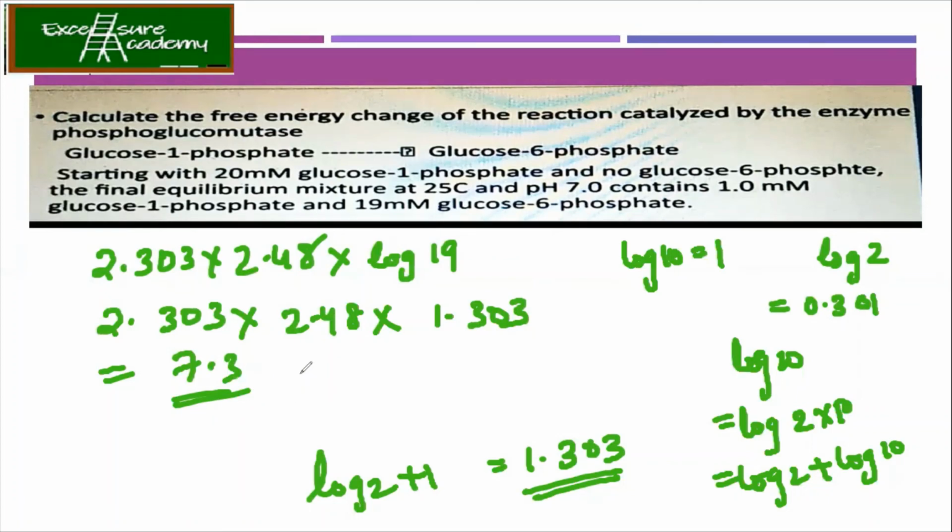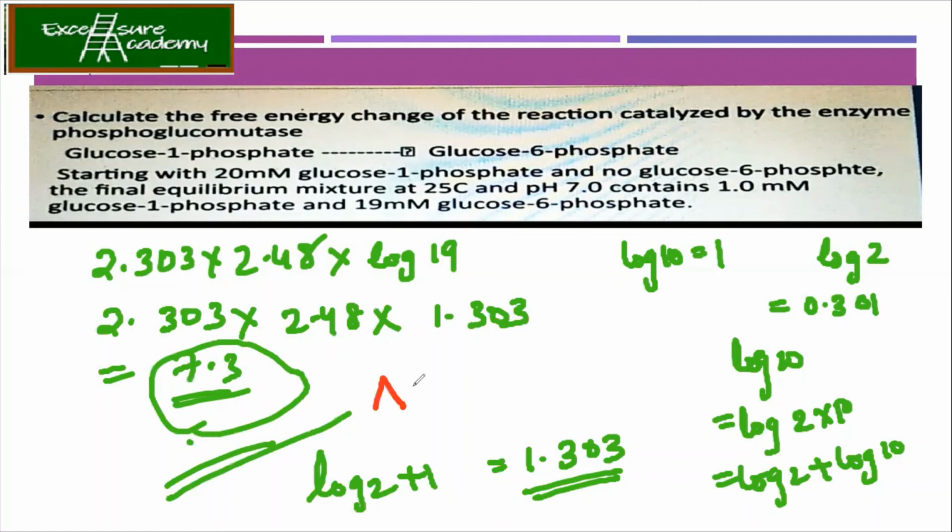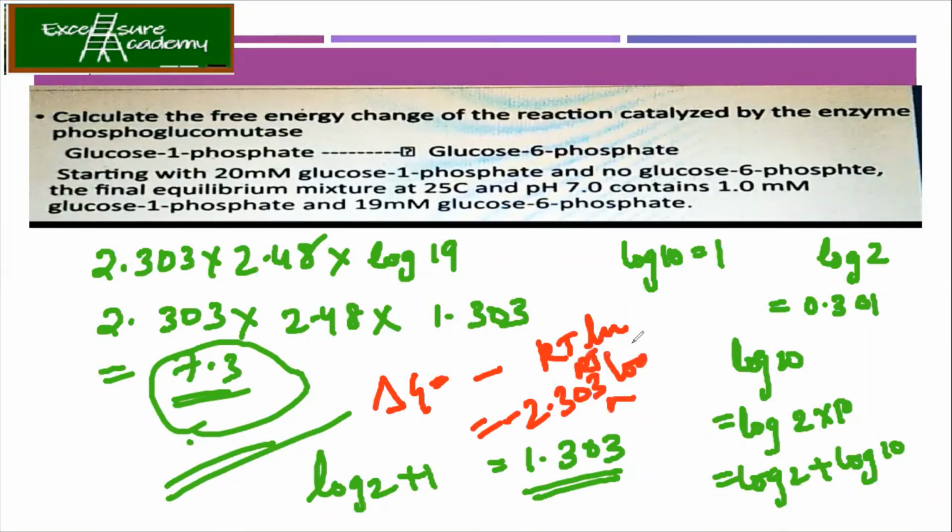Now tell me, is it clear to everyone how to do it? Simple, just remember the formula and put the values. So what was the formula over here? Delta G equals minus 2.303 RT log reactants by products. And over here, you can have the equilibrium constant also. Now tell me, is it clear to everyone? Yes, to solve numericals.